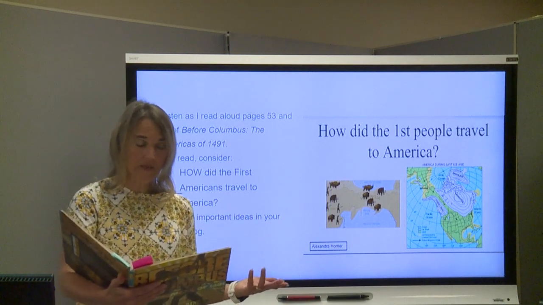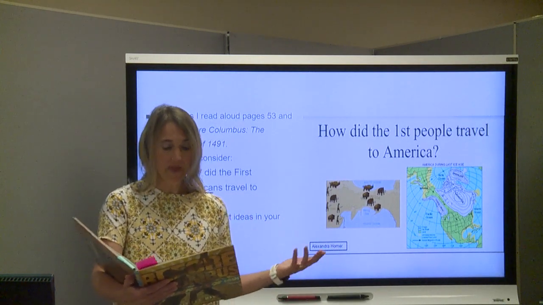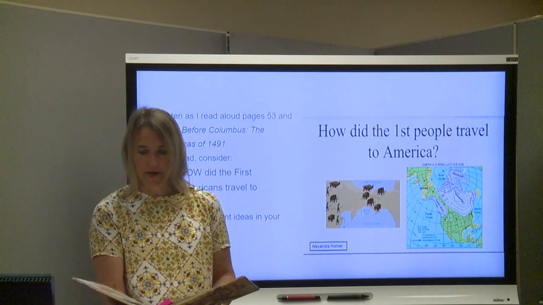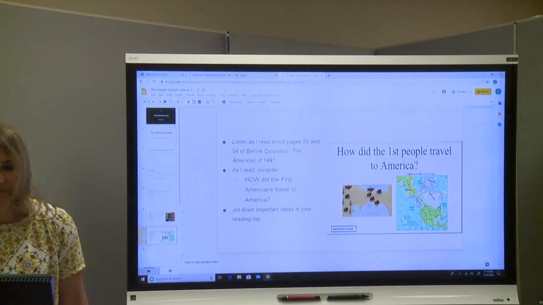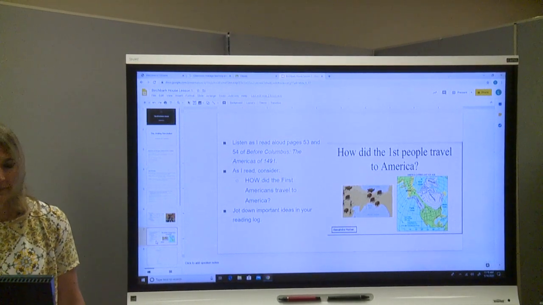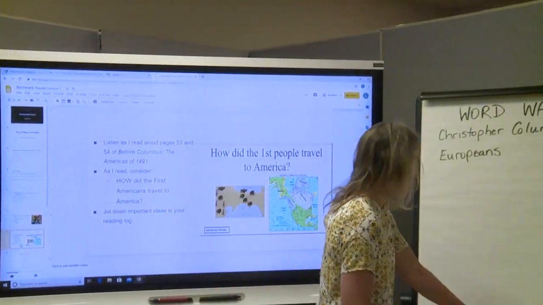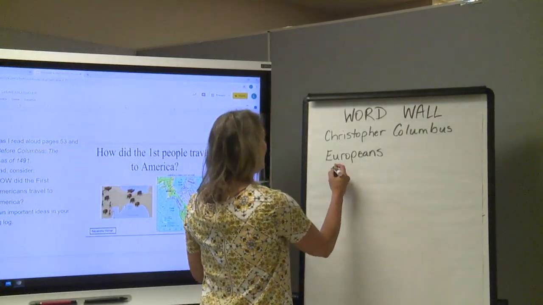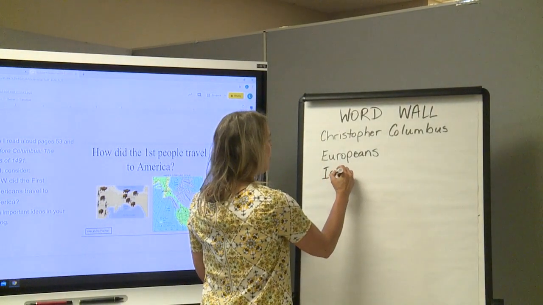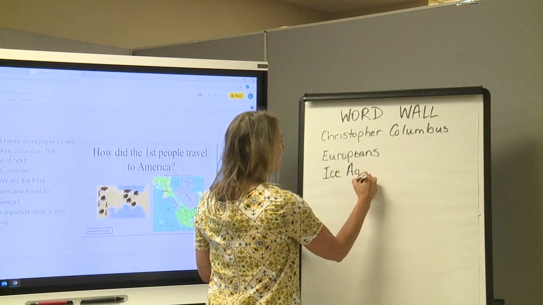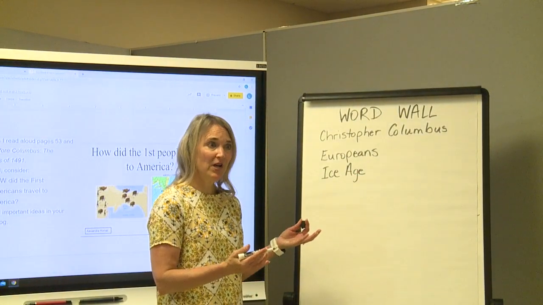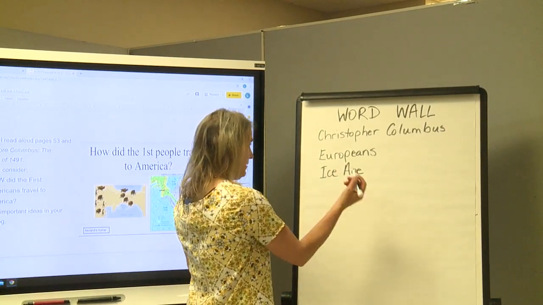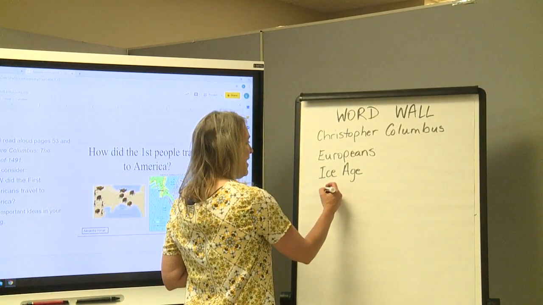So in the last paragraph, two new words: Ice Age, Native Americans. So as we think about what it said with Ice Age, I don't know a lot about the Ice Age. However, it makes sense that it would be a time when there was ice. It says glaciers covered a lot of the land. Ice Age would be a time when there was a lot of ice.